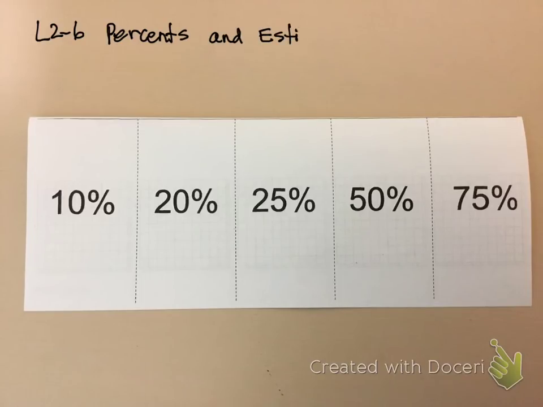So this first page, estimating percents, is going to be how we would figure out different amounts of percent of a number. So 10%, 20%, 25%, 50%, and 75%. Second page, we have a foldable, and we're going to talk about how to estimate percents. So let's see, today's date is 12/5/18.